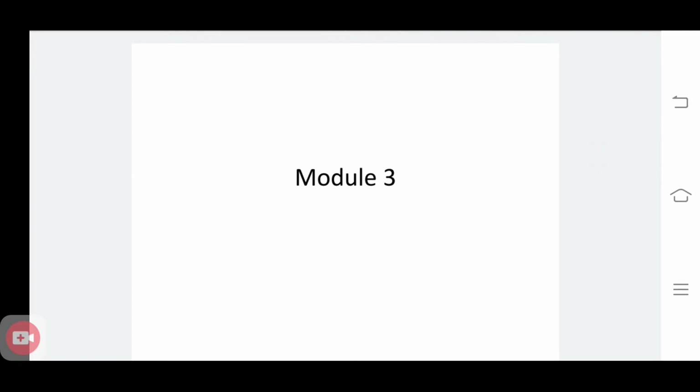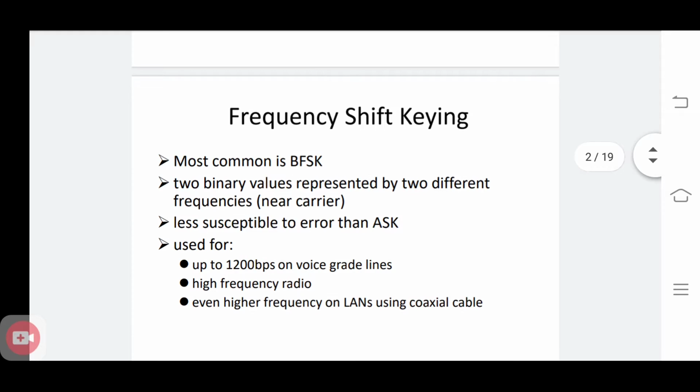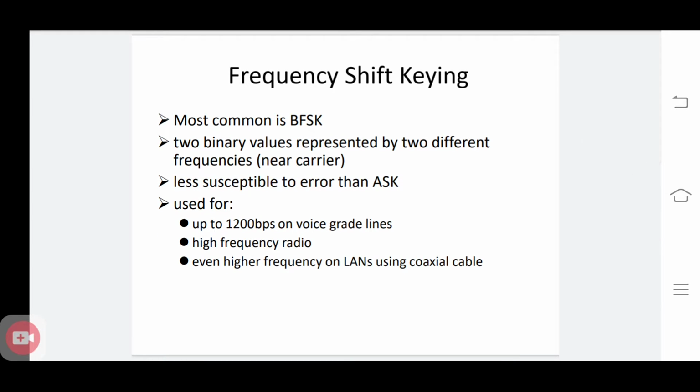Hi all. Today in this video we will study the second digital to analog signaling mechanism, that is frequency shift keying. In the last video you already studied the first mechanism for digital to analog signaling, that is amplitude shift keying. So the second mechanism is frequency shift keying, and the most common form of frequency shift keying is BFSK.